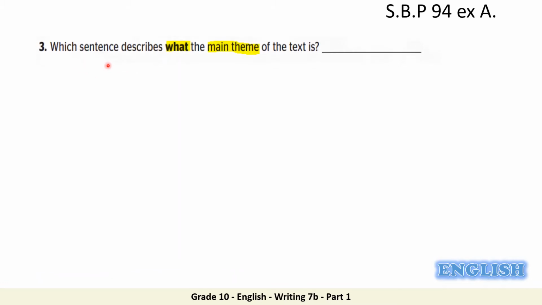Question 3. Which sentence describes what the main theme of the text is? And now I want you to think for a while about the meaning of the word theme or the theme of the story. What is a theme of a story? That's correct. The theme of the story is what the author wants to convey to the reader. In other words, it is the central idea of the story. So which sentence describes the central idea of the text?